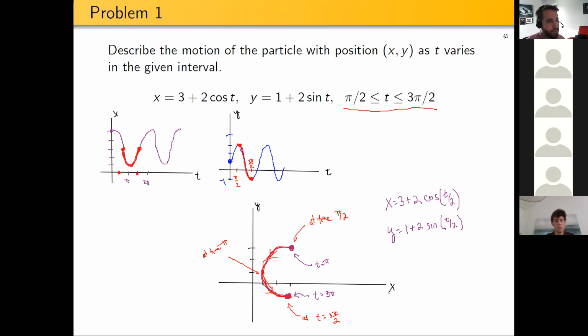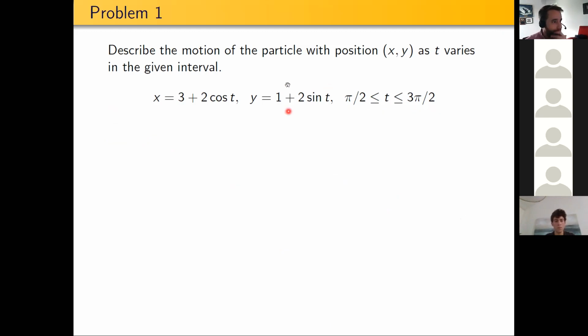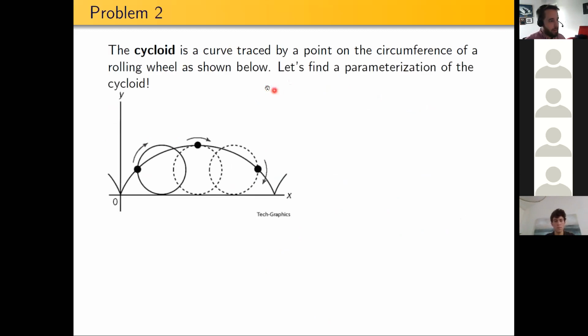Let's jump into another kind of problem. So this is, I think, problem 2 on the activity sheet. This is a super cool parameterized curve, a very famous parameterized curve called a cycloid. A cycloid is a curve that is traced by a point on the circumference of a rolling wheel.